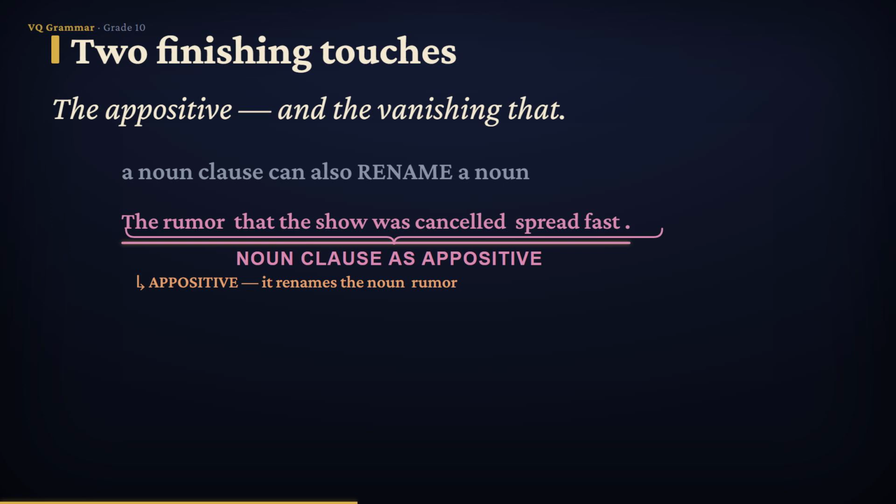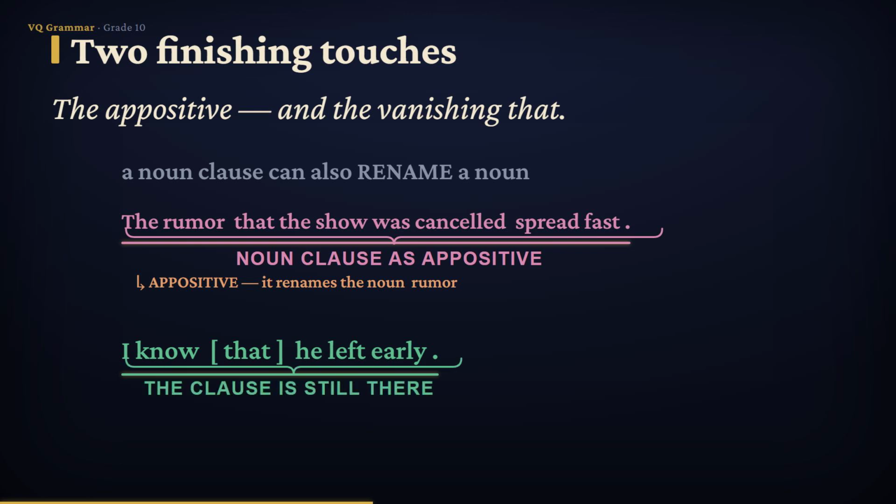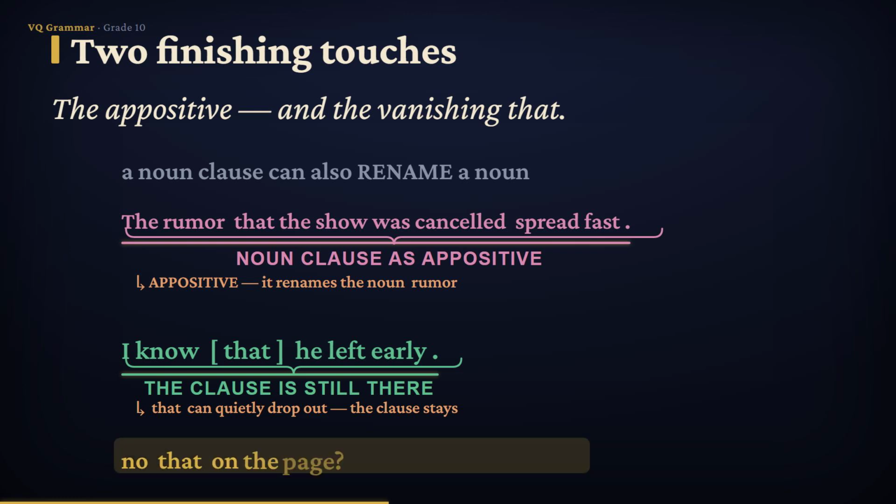Second, and this one will save you in your own writing, the word that can quietly drop out. I know that he left early. Or simply, I know he left early. The word that is gone from the page, yet the noun clause is still there, doing the very same job as the direct object. So if a clause seems to begin out of nowhere, try slipping that back in. If it fits, you are looking at a noun clause.